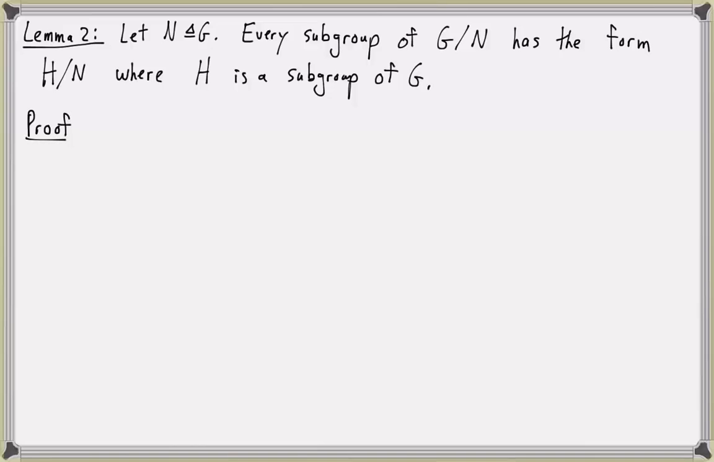So for the proof of the lemma, let's let H bar be a subgroup of the factor group G over N. And we're going to use the natural projection homomorphism pi. So let's let pi from G to the factor group G over N be the natural projection homomorphism.